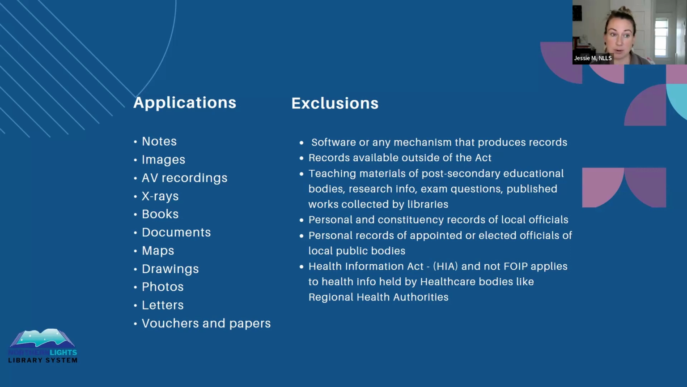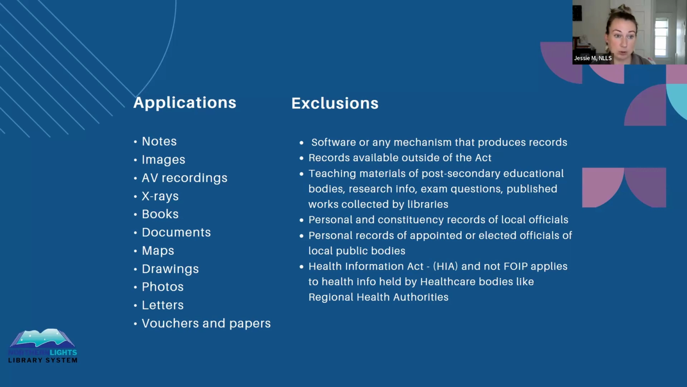But then they would apply exclusions. So the library would redact sections of the meeting minutes and emails that reveal any personal information about patrons. And then they would also redact portions of reports which might contain sensitive third-party business information.